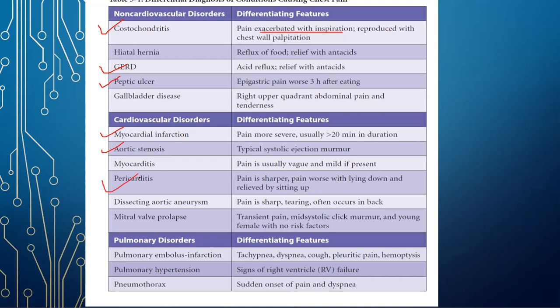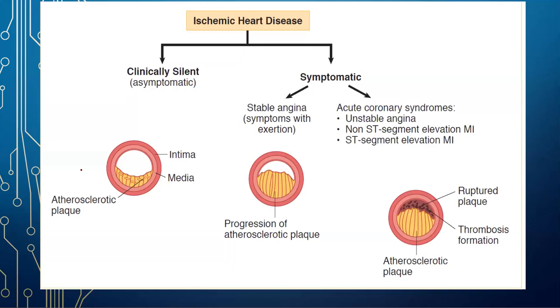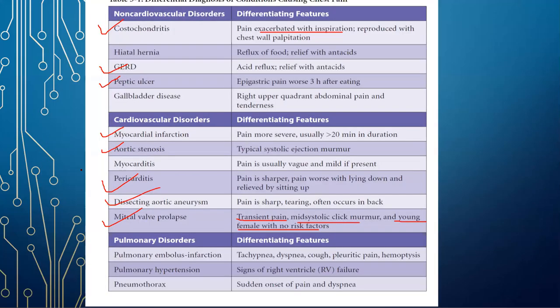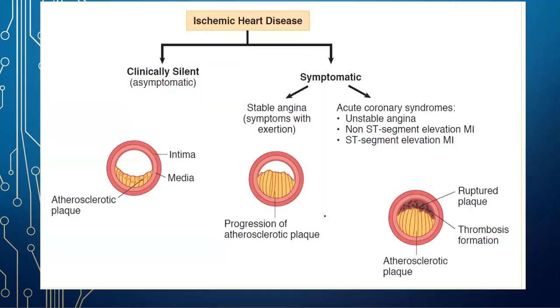Myocarditis not very important. Pericarditis we discussed. Aortic dissection we discussed. Mitral valve prolapse, see that it's a transient pain common in young females and they will always give you a mid-systolic click. Okay, so these are some of the characteristics of the pain we need to know. Now we will move into ischemic heart disease.